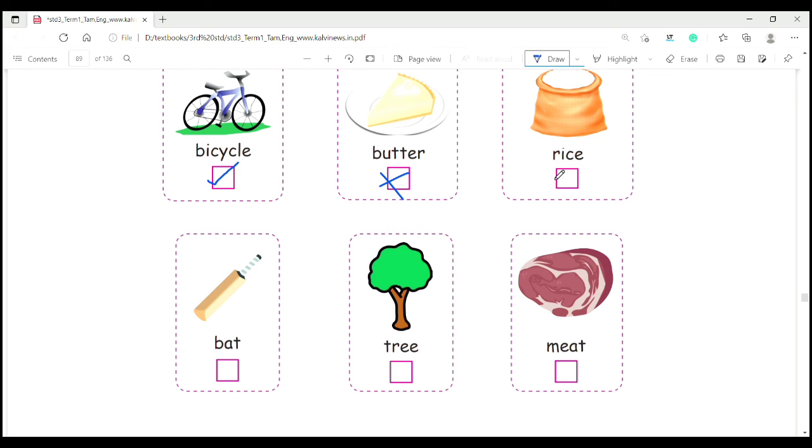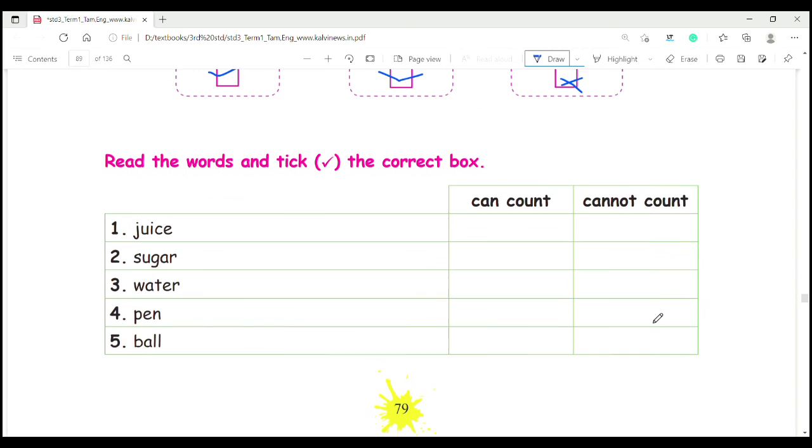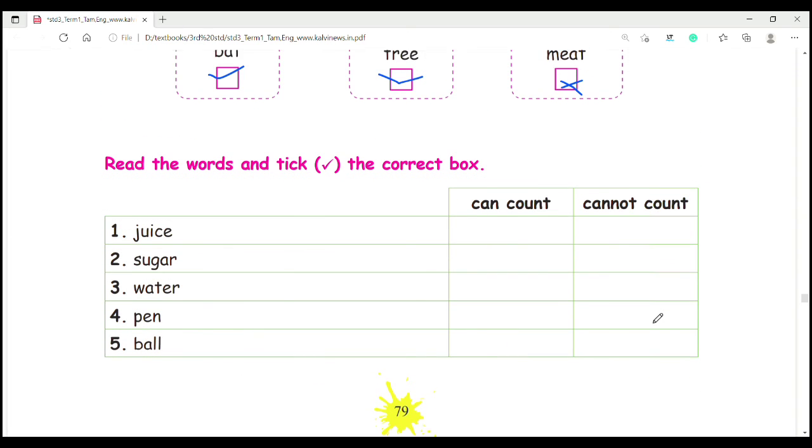Can you count the rice? No. Can you count the tree? Yes. Can you count the bat? Yes. Can you count the meat? No. Read the words and tick the correct box. Here they have given juice. Can you count the juice? If you can count the juice, then put a tick on the can count box. If you cannot count the juice, then put a tick on the next box.